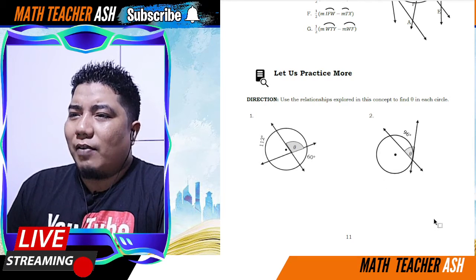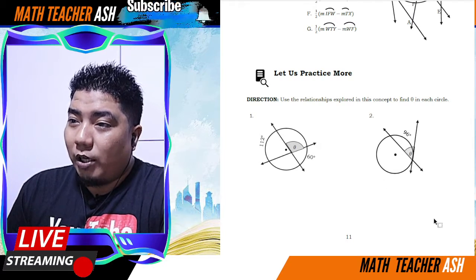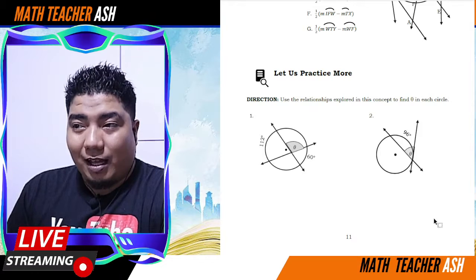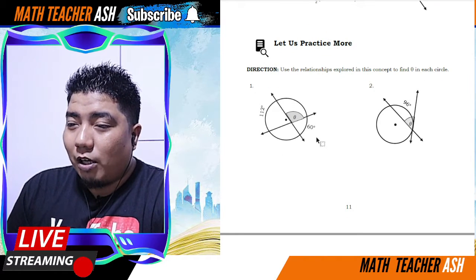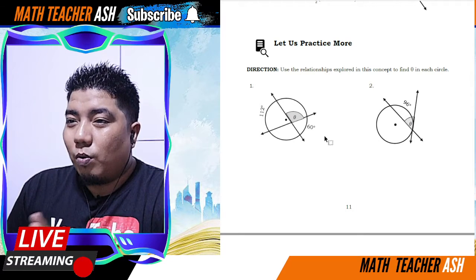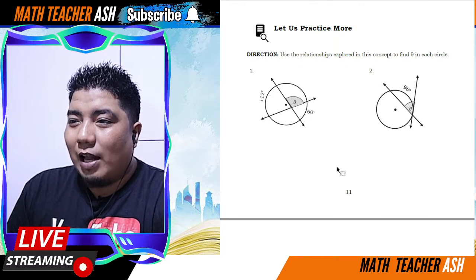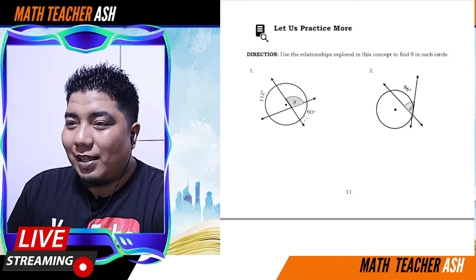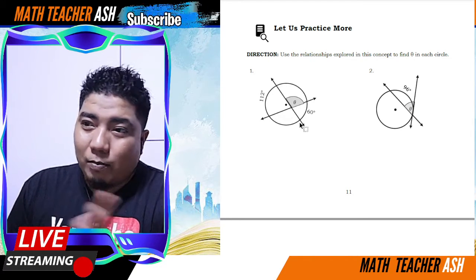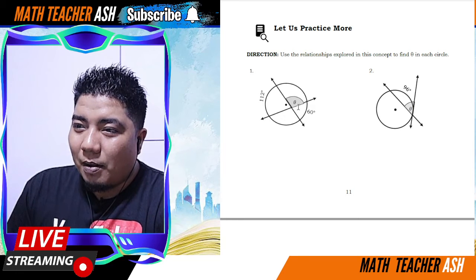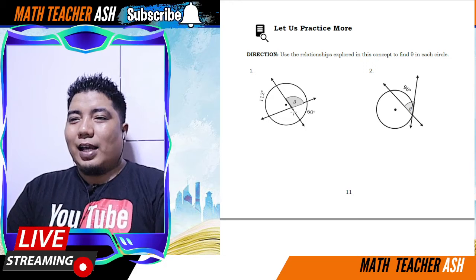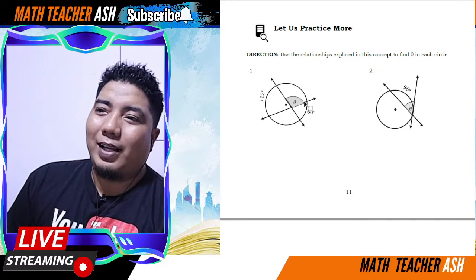Next, we have used the relationship explored in this concept to find the theta in each angle. Of course, ito naman, okay. So, the relationship here is, ganito lang. Of course, pag i-add mo si 112 at si 160, i-divide mo by 2, ang makukuha mo is yung angle dito. Tama? Of course, para makuha mo si angle theta, i-minus mo siya sa 180.